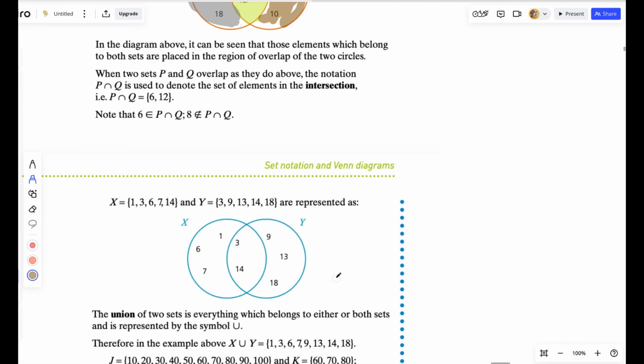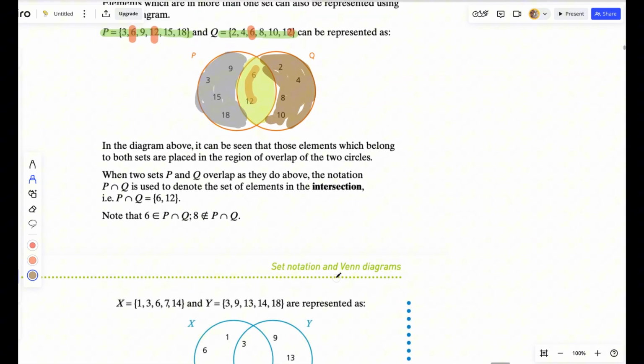Here you pause the video, and then you're able to answer. Look at what we've said. This is the symbol for intersect. Intersect is like an N, but not really an N, something like this. This is the intersect.